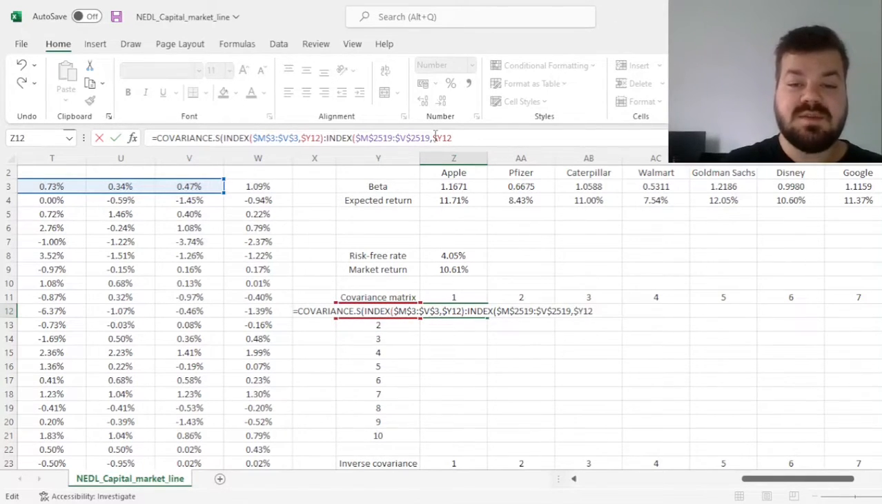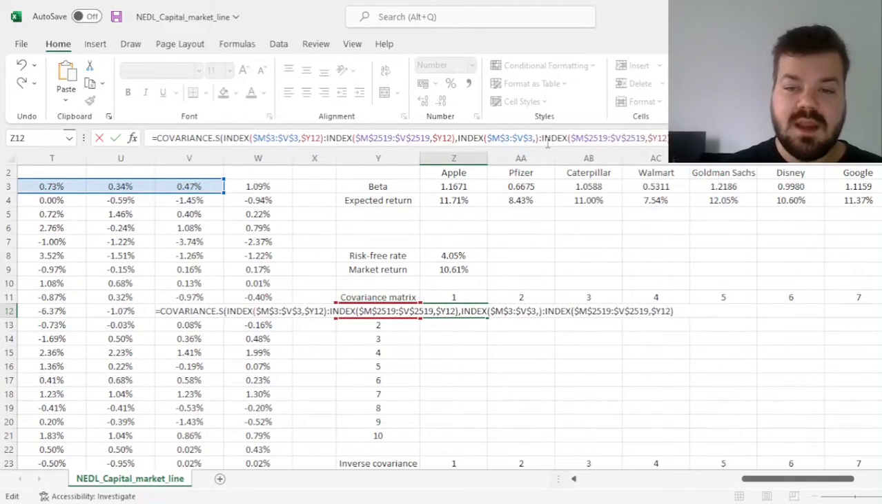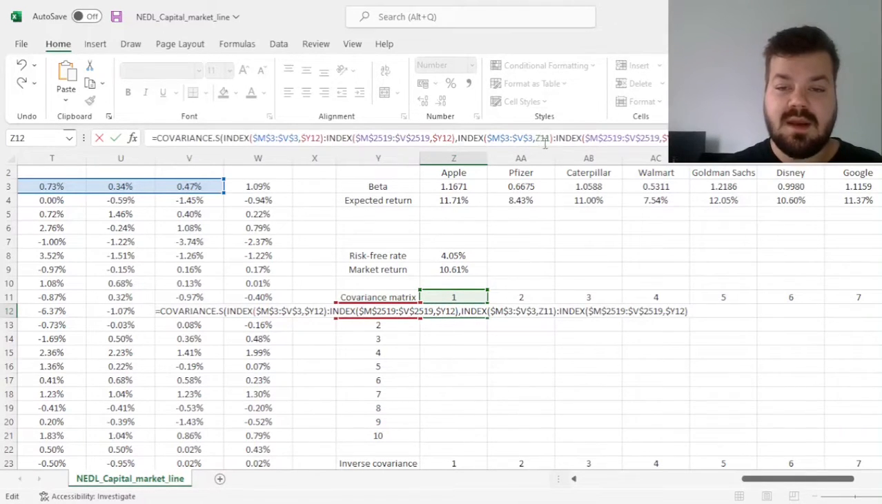Next, we just need to specify our second stock that will be specified using the indexing variable at the top row here. So we can simply copy this function and change the reference variable, the index variable, to Z11. And here we need to lock the row and not the column, as we want it to change as we drag it across, but not as we drag it down.